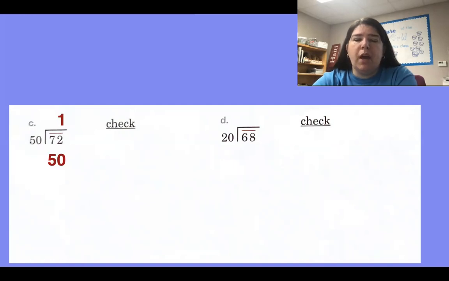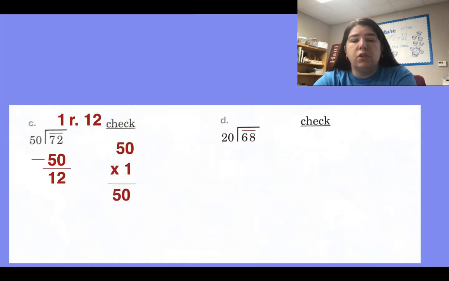Now, we're going to subtract 72 minus 50. When we take 72 minus 50, we are left with 12. Very good. Oh, that should be 22. Finding all kinds of mistakes. 22. When we have 22, we know that compared to 50, it's less than, so that is our remainder, 22. When we check that answer, 50 times 1 is 50, plus 22 equals 72. My apologies for that mistake.